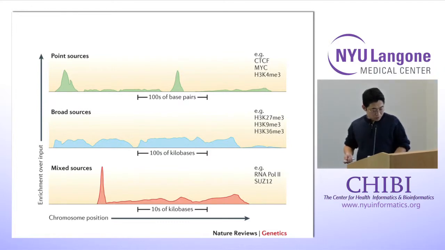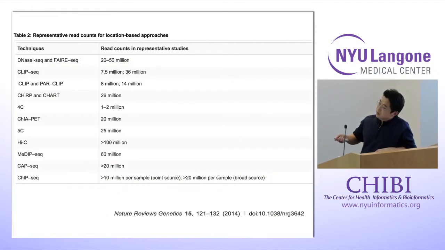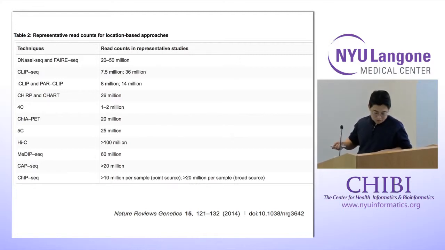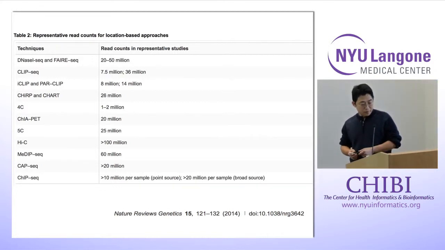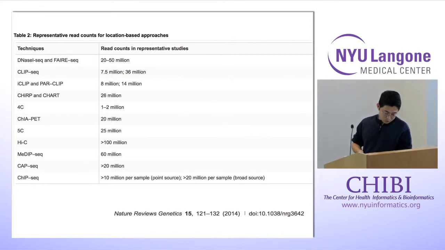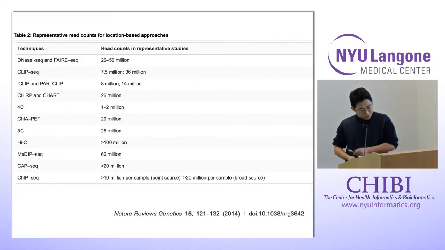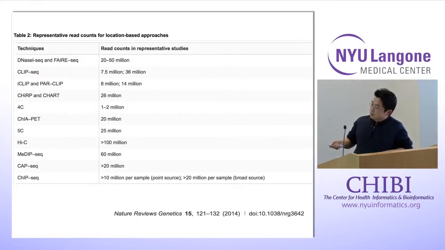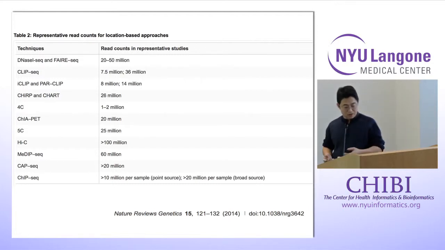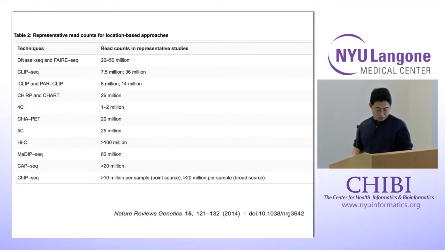This review paper in Nature Genetics summarizes all these location studies and comes up with a rough estimation of how many reads you need for different types of analysis. For ChIP-seq, higher than 10 million reads for point source factors such as transcription factors, and higher than 20 million reads for other broader source factors, are on the low end of the estimation.